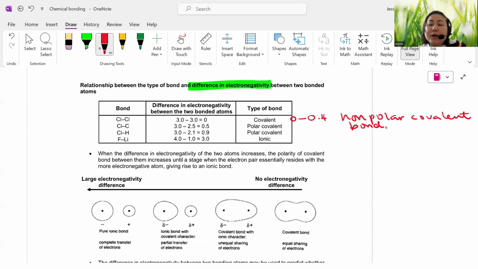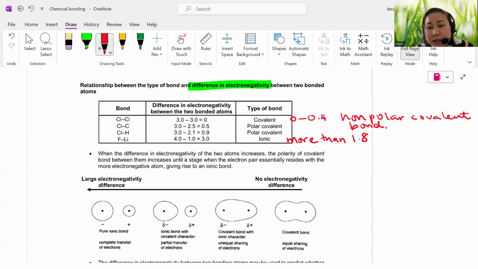So in a non-polar covalent bond, we are assuming that the pair of electrons is shared equally between the two atoms. Again, if we have a very extreme electronegativity difference, for example, more than 1.8, then we will classify this bond as an ionic bond, where they are no longer sharing electrons, but the electrons are going to be transferred from one atom to the other atom to form cations and anions.